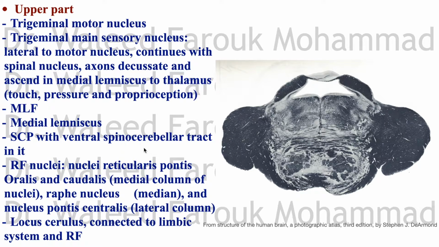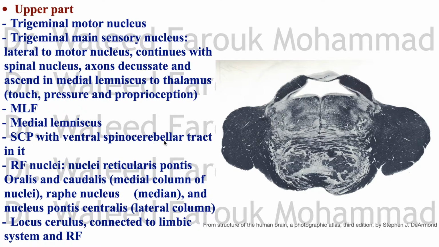Well, there's a debate about whether the ventral spinocerebellar tract is part of the superior cerebellar peduncle or not. But in old books, it's part of it. It passes through the superior cerebellar peduncle. The rest of the spinocerebellars are in the inferior cerebellar peduncle.